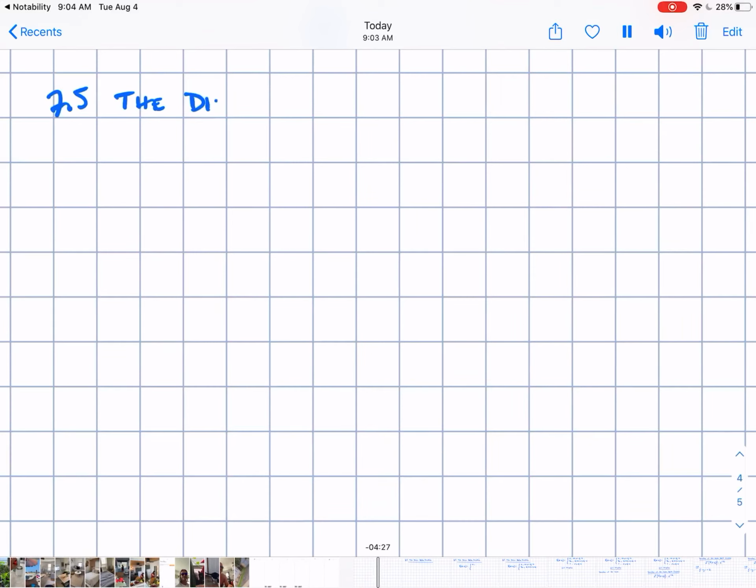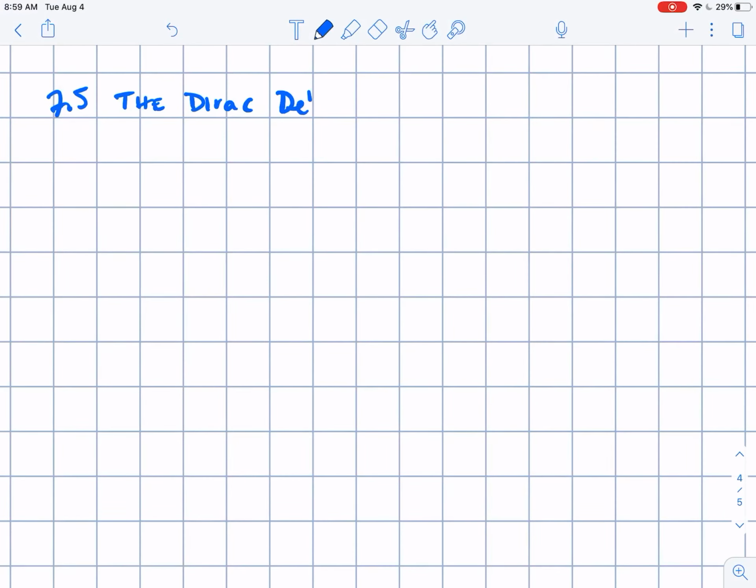The Dirac delta function. Okay, so this has to do with, like, if you're hitting a golf ball or a baseball, and you have that force that is struck quickly, like the ball will be struck quickly.